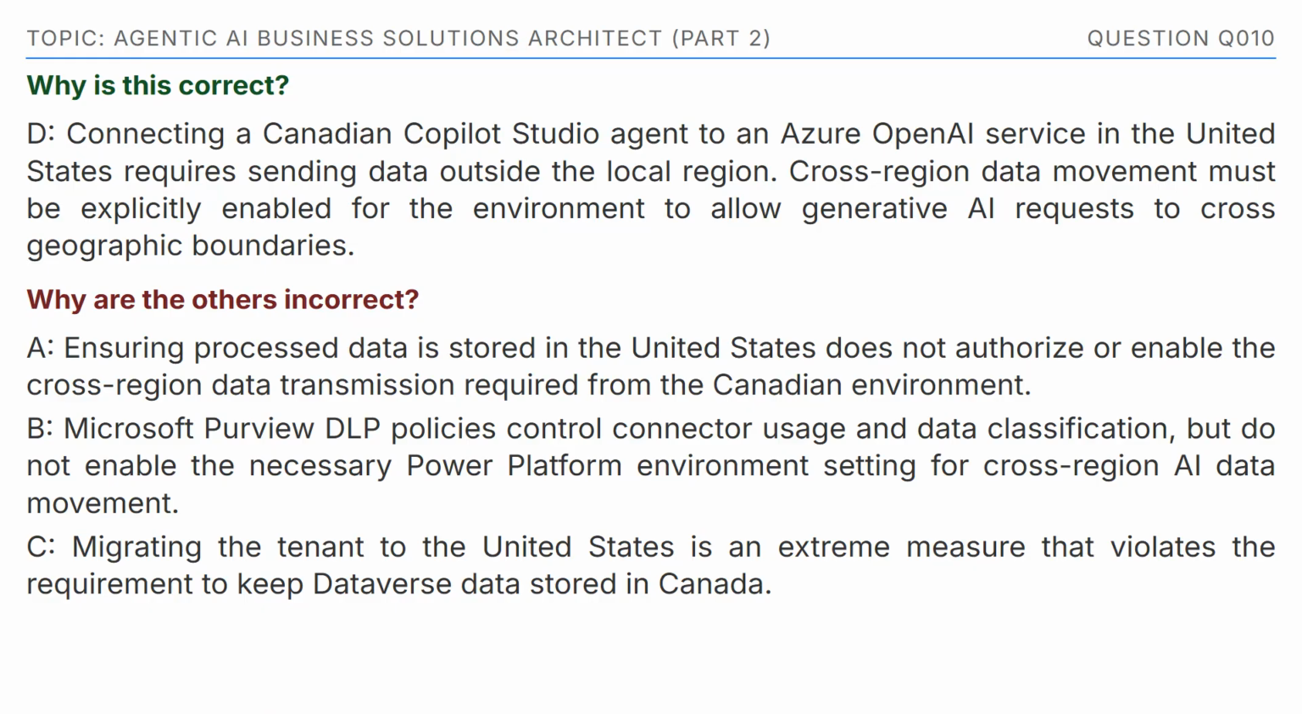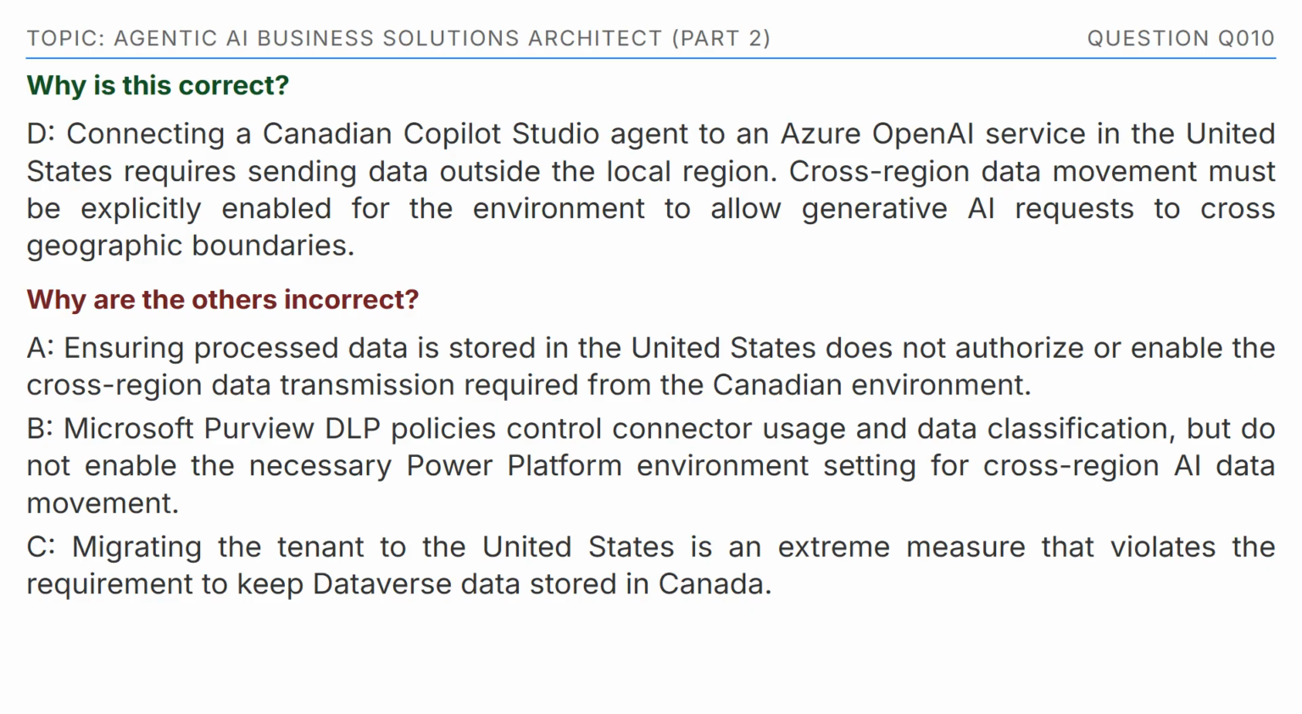Why is this correct? D. Connecting a Canadian Copilot Studio agent to an Azure OpenAI service in the United States requires sending data outside the local region. Cross-region data movement must be explicitly enabled for the environment to allow generative AI requests to cross geographic boundaries. Why are the others incorrect?